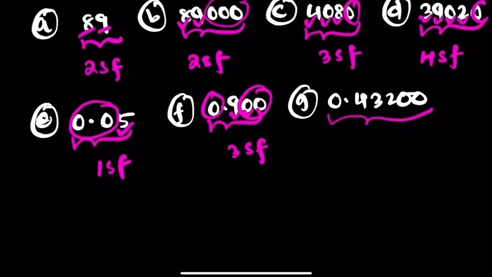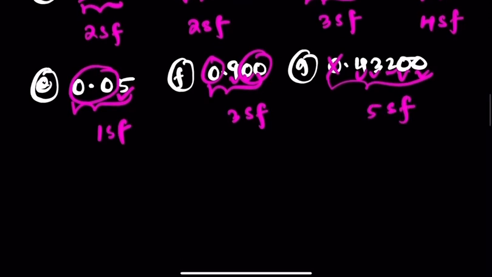So this is a decimal number which starts with 0. So we will not count this 0 which is before the non-zero digit, but we will count these two zeros which are after the non-zero digit. So 1, 2, 3, 4 and 5. So this has five significant figures.